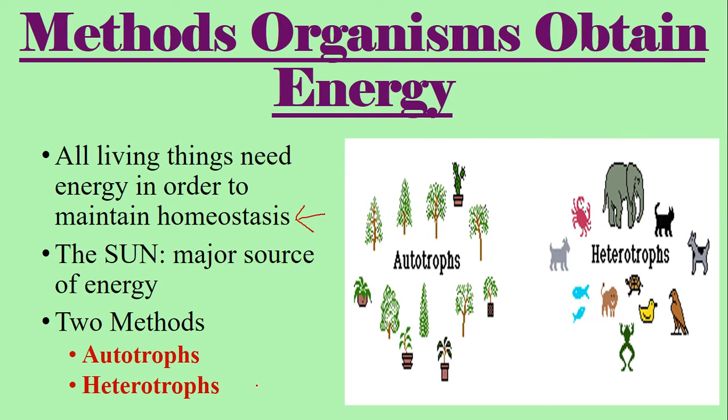Autotrophs are a little different than heterotrophs. If you look at the picture here, you notice that autotrophs look like plants and heterotrophs look like animals. And if you don't remember, plants do photosynthesis. Heterotrophs do not.